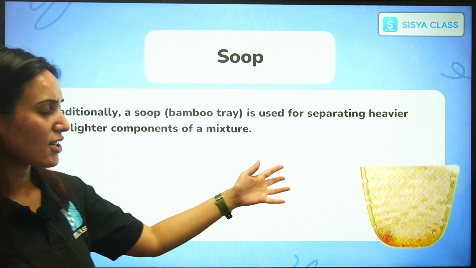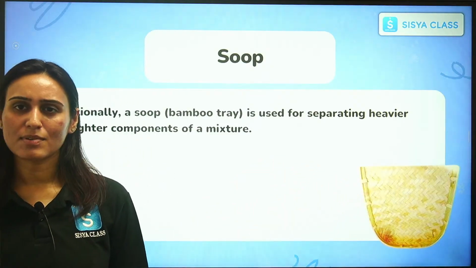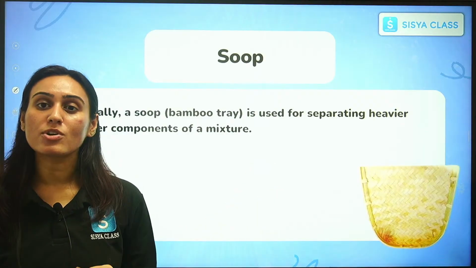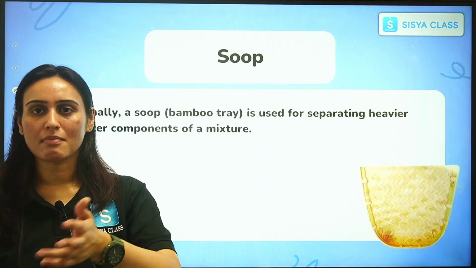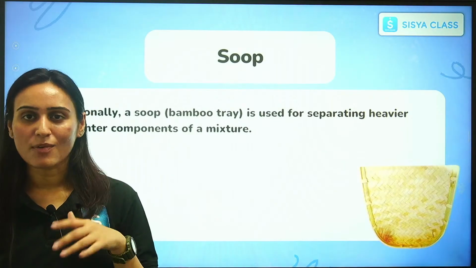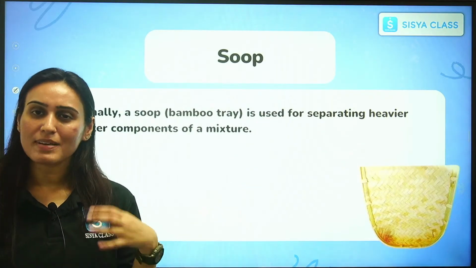So, have you seen this particular thing? We call this soup. What is it? It is a bamboo tray. You must call it in a different way in your home language, but still, we call it soup. It is a bamboo tray. What is the use of this soup or bamboo tray? Just give us a second. We will be back.